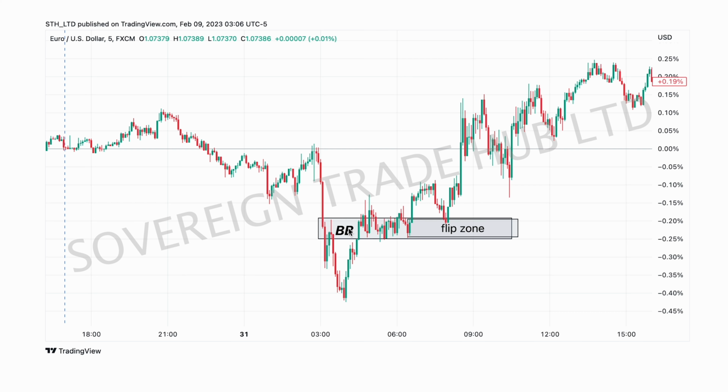Now we'll spot something. This is a breaker block here, the baby. And this is actually a zone of interest. The market went up, created this imbalance, came back, filled it up, and then traveled up. Now this is a flip zone. This is where a resistance became support. As simple as that. So I think I've said it all.